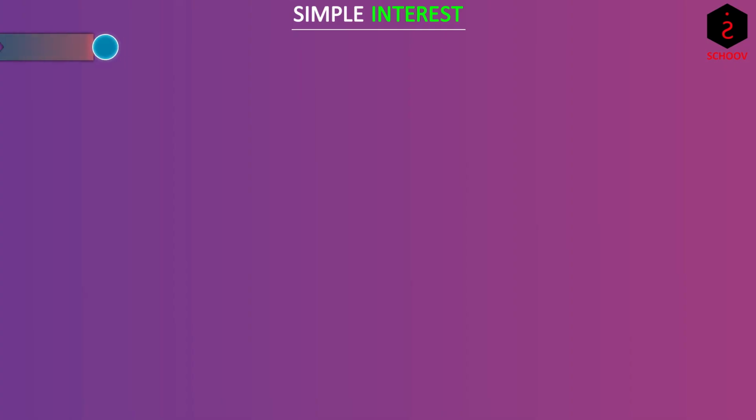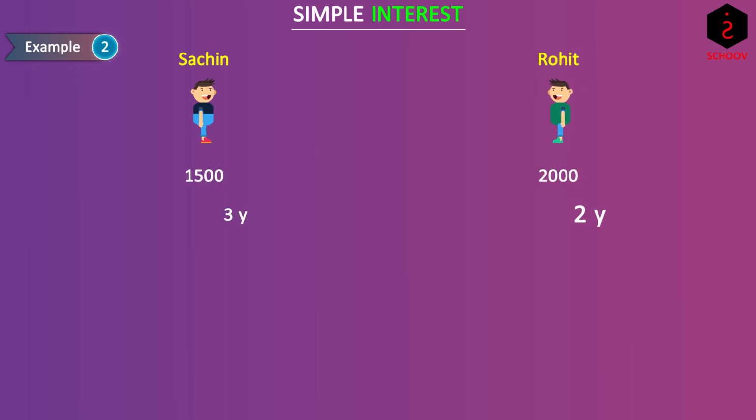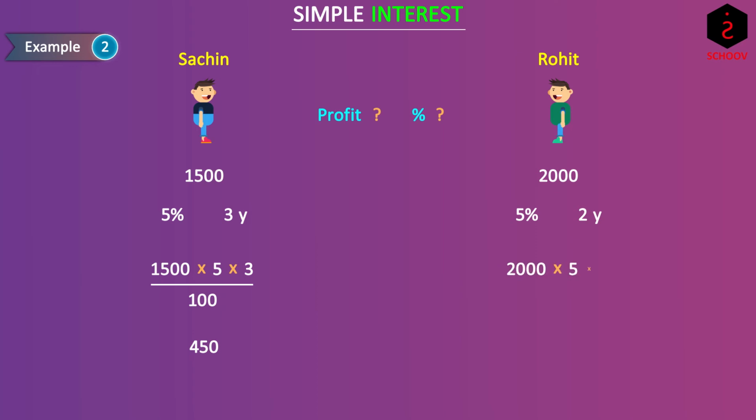Alright, next example. 2. Sachin lends Rohit two different amounts, 1500 for 3 years and 2000 for 2 years, at the same rate, 5% per annum. What is his profit when he receives the money back? What is his profit percentage? So, interest in the first case is PRT, 1500 into 5 into 3 upon 100, 450. And in the second case it is 2000, 5, 2, upon 100, 200.